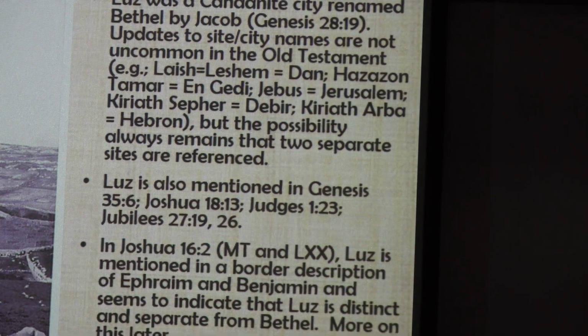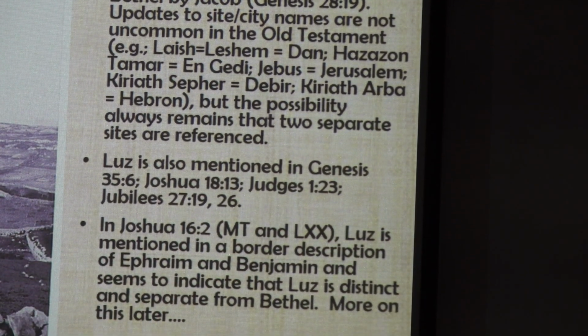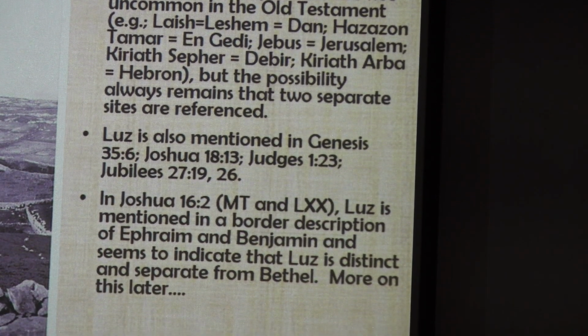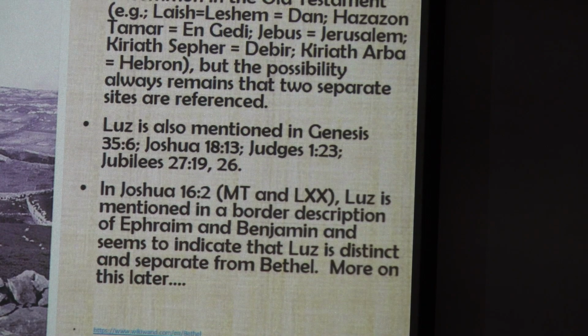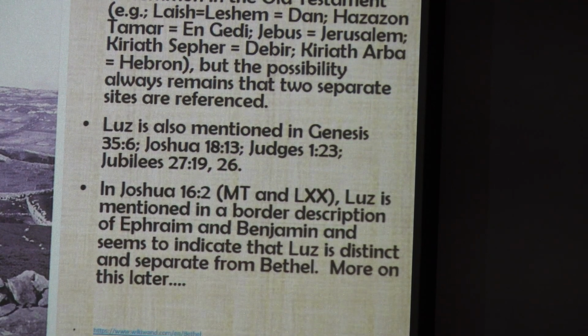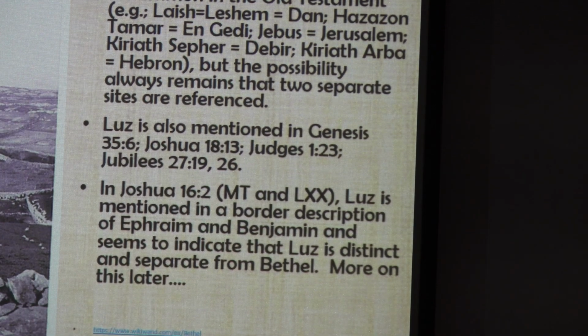And you can see the mentioning of Luz in Genesis, Joshua, Judges, and the apocryphal book of Jubilees. Okay. In Joshua 16:2, Luz is mentioned in a border description of Ephraim and Benjamin. So it seems to indicate that Luz was distinct and separate from Bethel, and we'll look at that later.